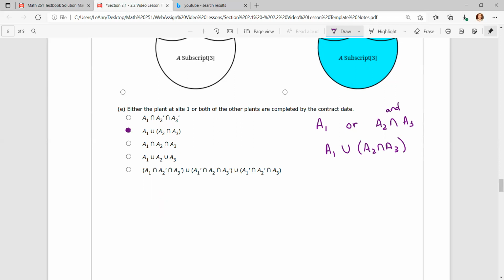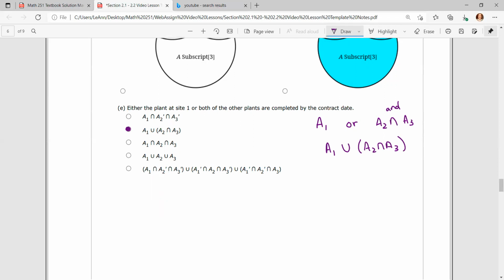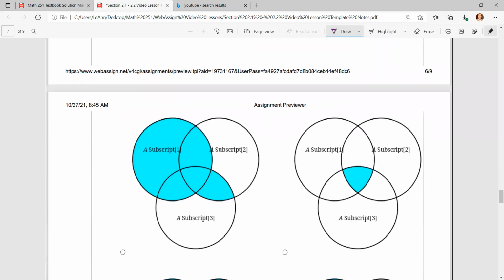As far as how that would look as a picture, A1 is completely shaded, and then only the overlap of A2 and A3. We have to include this part as well because A1 includes that entire circle. The only extra thing getting added in with the or is the other piece of the A2 intersect A3. So it's going to be this first choice.